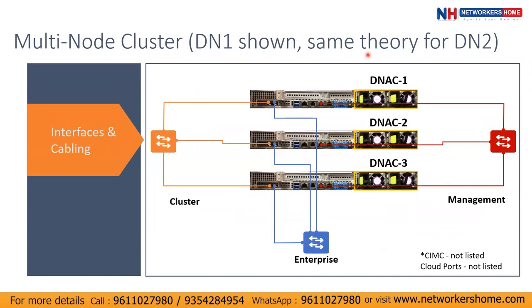Now, when you are doing any sort of HA cluster, high availability, you can do this type of connection. For the cluster, you have one switch, for the enterprise you have one switch, and for management you have one switch. And these switches are uniquely given. I mean, each switch has a different VLAN, or I would say a different subnet. Based on that, you can identify that this subnet is different, this subnet is different, and so on. That's why we have different color codes.